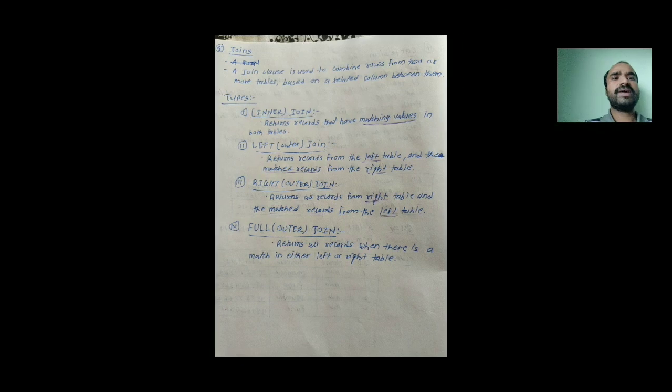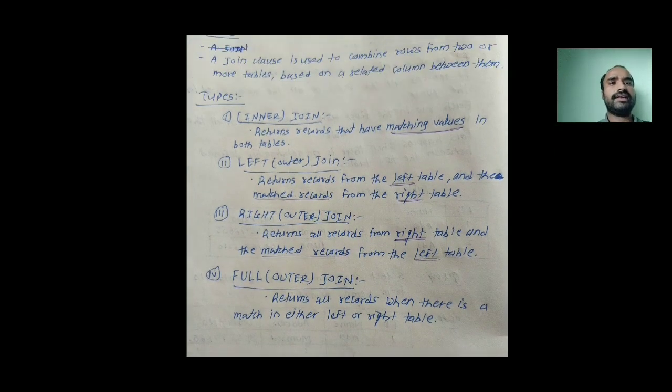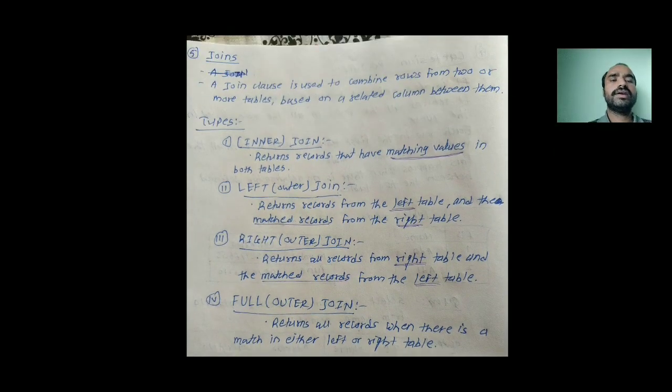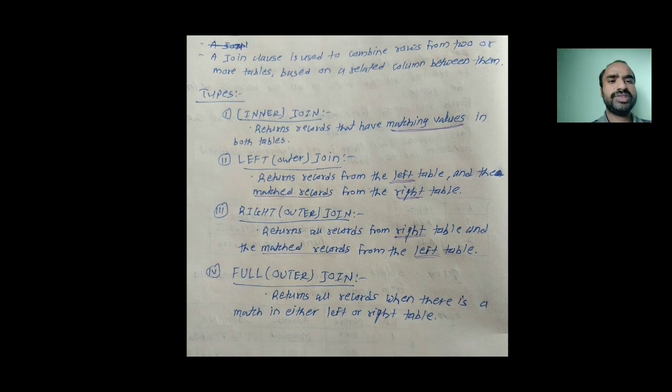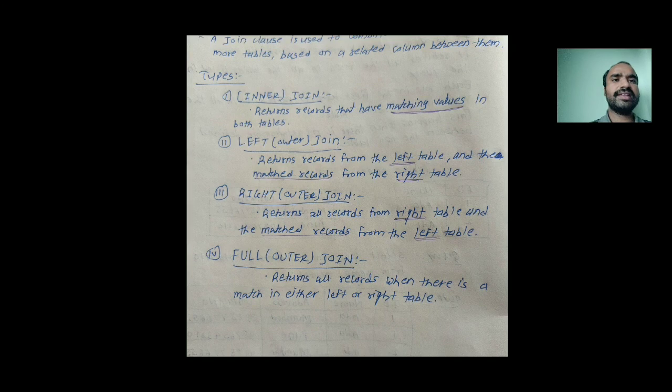It is the last part of this unit or the lesson. It is joins. A join clause is used to combine rows from two or more tables based on the related column between them. So see, there are four joins. One is the inner join. It returns records that have matching values in both tables. So it will show only matching values or the common values present between both tables.